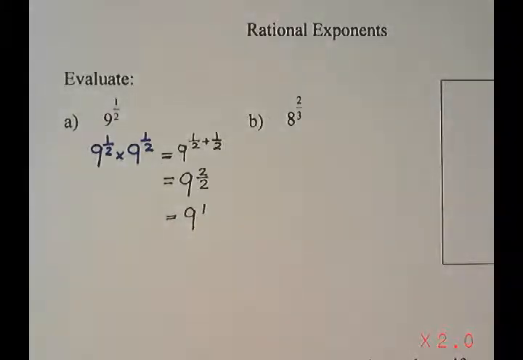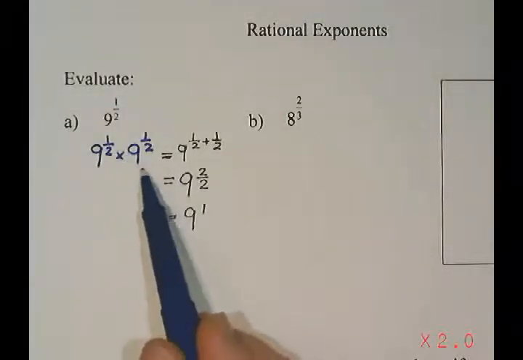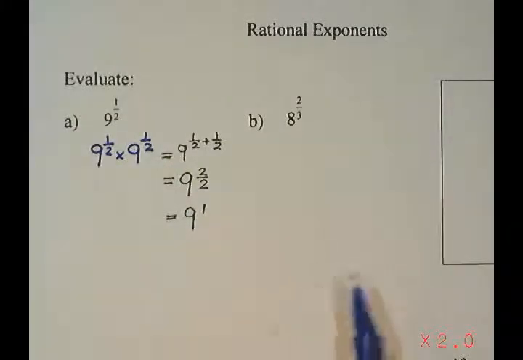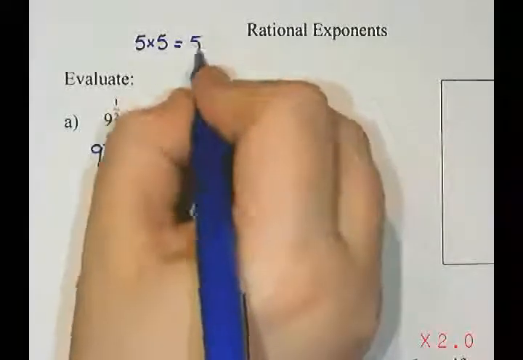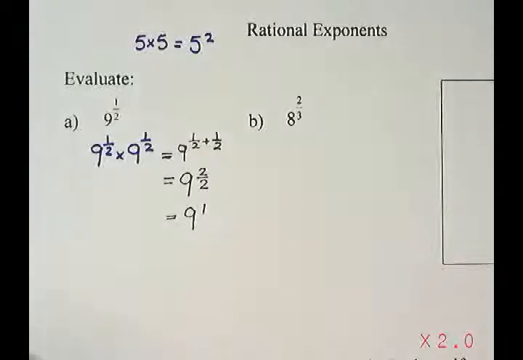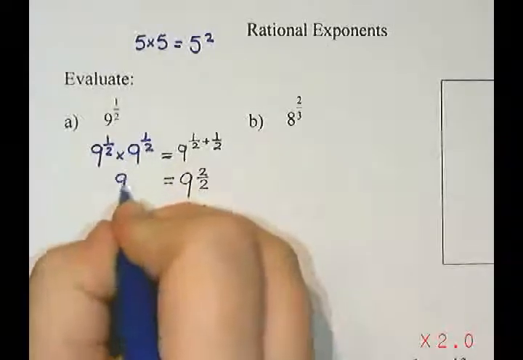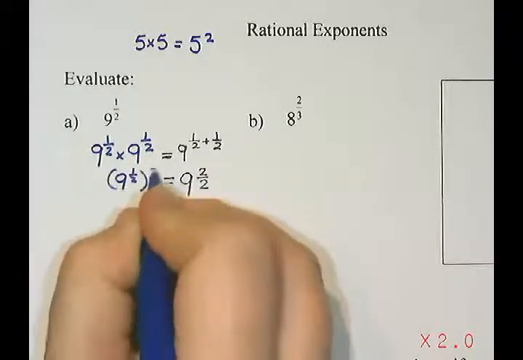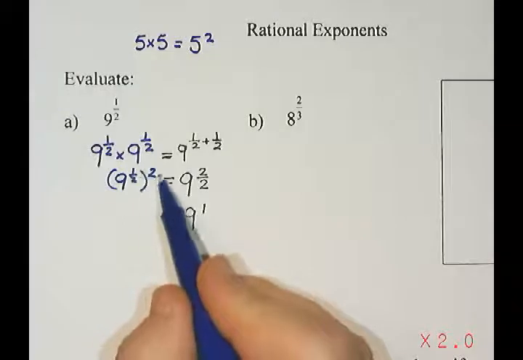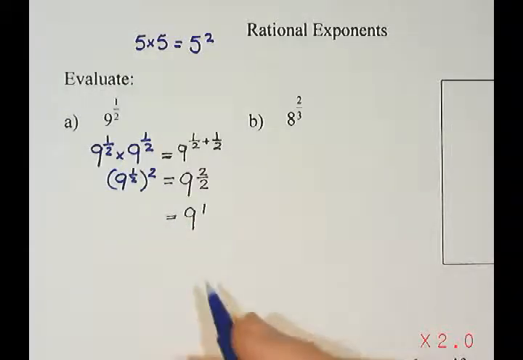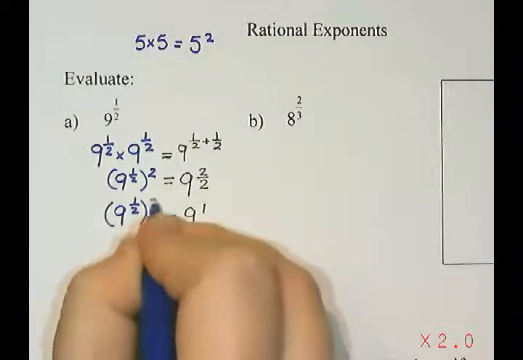Now on this side here, we're going to do something a little different. I have 9 to the 1/2 times 9 to the 1/2. When you multiply something by itself, like say 5 times 5, we can write that as 5 squared because we've multiplied it by itself. So 9 to the 1/2 times 9 to the 1/2, I could also write as 9 to the power of 1/2 squared, because we've multiplied it by itself. And if I multiplied this out, 1/2 times 2 is 1, which gives me 9 to the power of 1. But I don't want to multiply it out. I'm just going to leave it as 9 to the power of 1/2 squared.